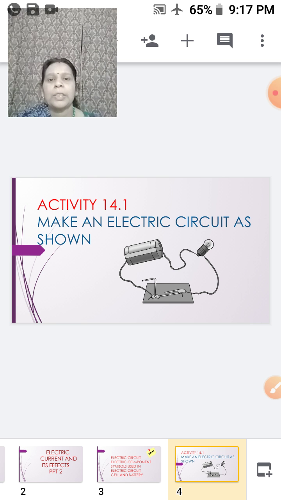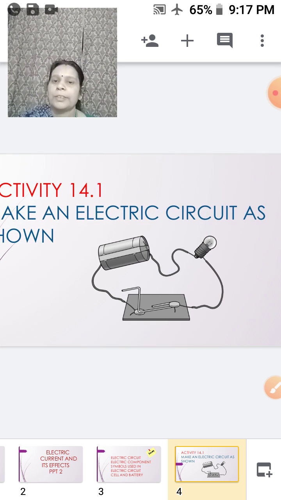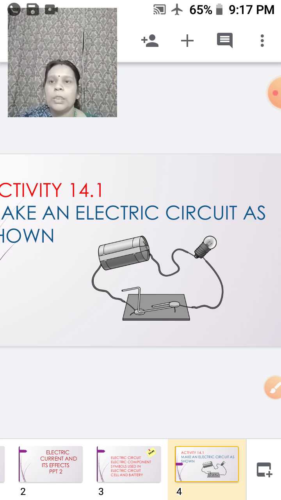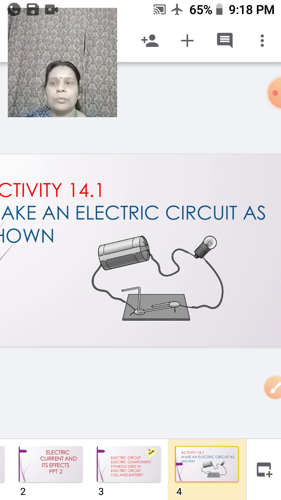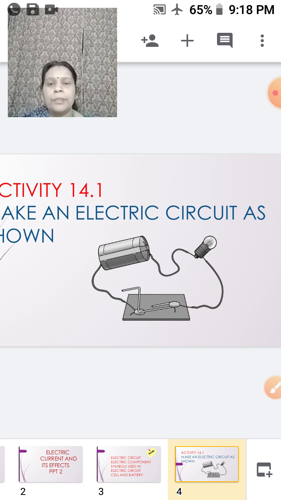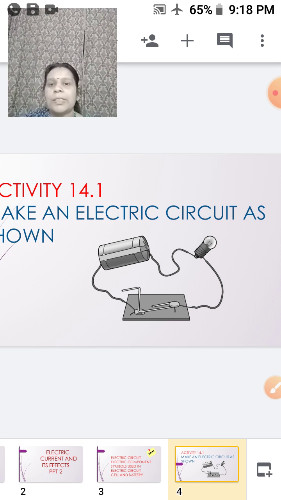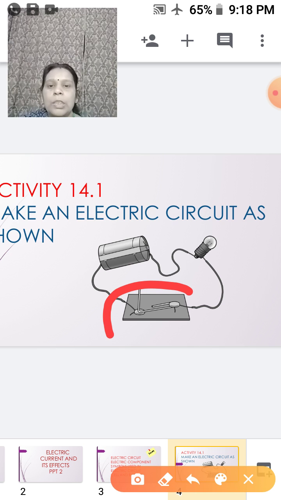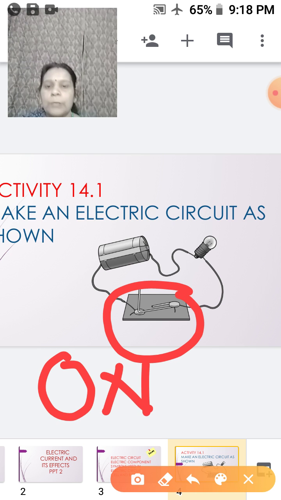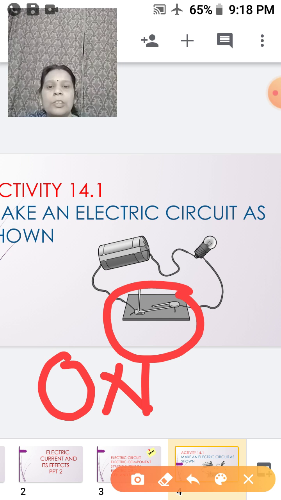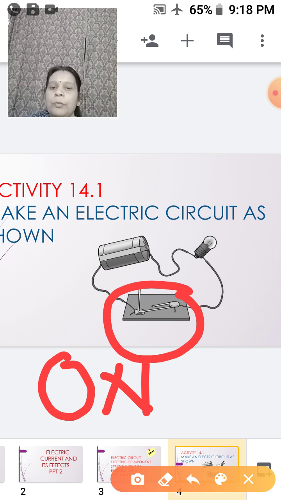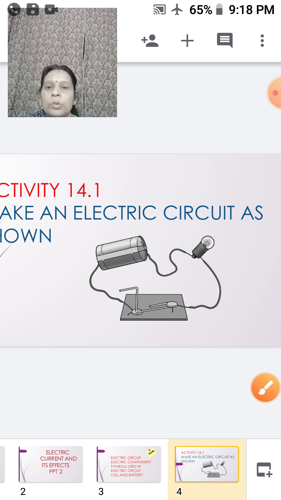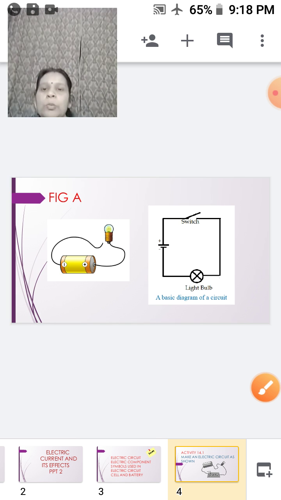Children, here you can see a circuit on your screen. If you remember, this is the same circuit which you saw last year in your standard 6th. When we were studying this circuit last year, you remember it was told that the bulb will glow only if the switch is in on position, and if the switch is in off position, the bulb will not glow. So to proceed further, we will move on.